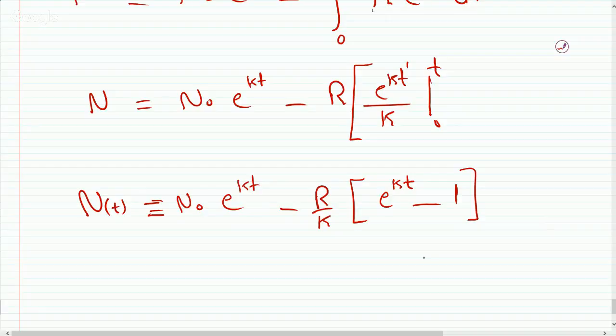So notice at t equals 0, e to the kt is 1, so you get 1 minus 1, and 0 times r over k would get you 0. So at t equals 0, you just have N0. And from there on, as time increases, you would remove e to the kt minus 1 times the rate of removal divided by the rate of production.